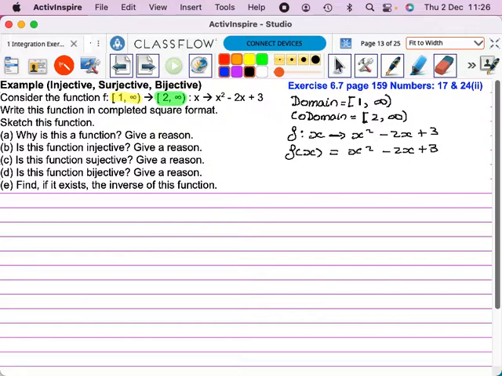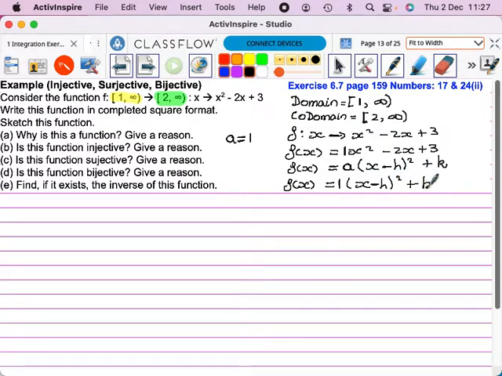Now, we want to complete the square. So we need to remember what the completing the square format is. And the completing the square format is a on x minus h all squared plus k. We also know by inspection that the a will be the number in front of the x squared. So we're now going to pick off very quickly that a is equal to 1, and we'll be using that straight away, because the first thing we're going to do now is put a 1 in front of that bracket.